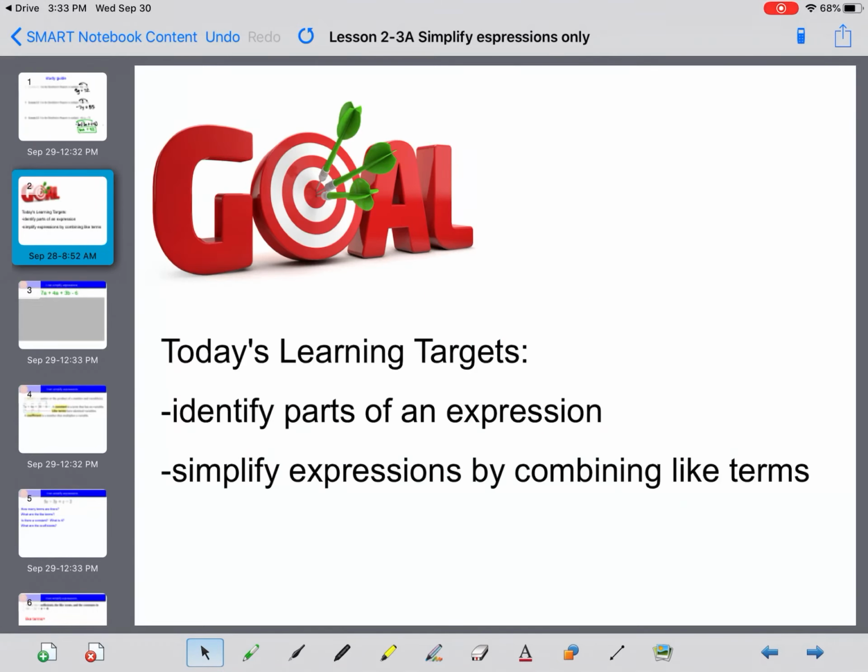Today's lesson target is to be able to identify parts of an expression and then use the parts of the expression to simplify those expressions. If at the end of today's lesson you are unable to meet these lesson targets, please make sure to seek some additional help.